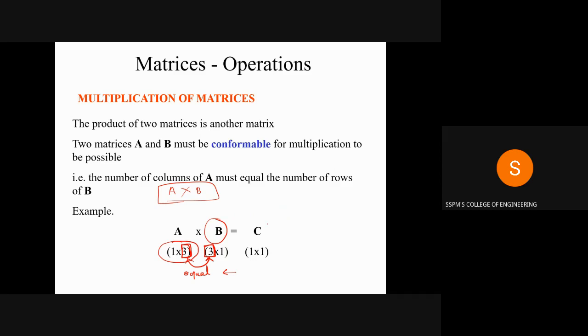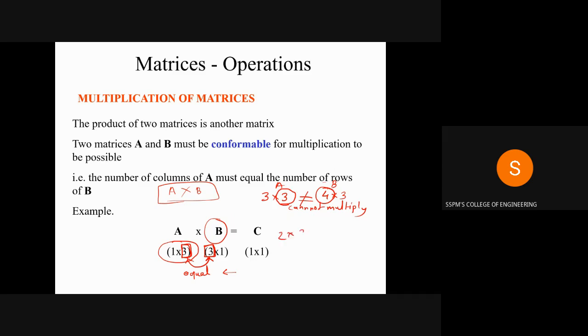Okay, suppose you have a matrix 3 cross 4, and another matrix 4 cross 3. You cannot multiply, suppose this is A, this is B. You cannot multiply these matrices only because this number is 3 and this is 4. So if this is not equal, you cannot multiply these matrices. This has to be equal.